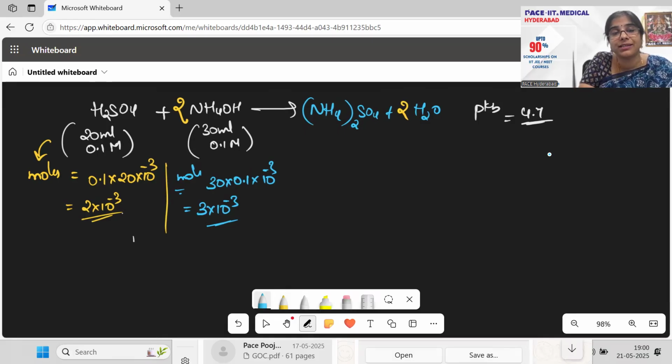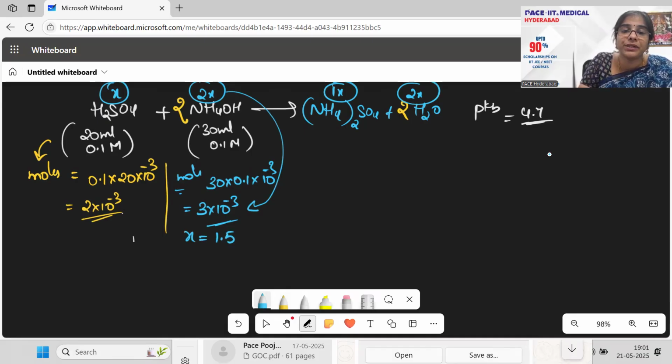Please do not forget this. This is 1x, this is 2x, the stoichiometry, what you have done in the first year, right? 1x, 2x, this is 1x, and this is my 2x. So 1:2 relation में जा रहा है, तो ये 2x is equal to 3 into 10 power minus 3, which means x is equal to 1.5 into 10 power minus 3. Always we need to bring out the value of 1x. 1x value क्या है निकाल के then compare करो.